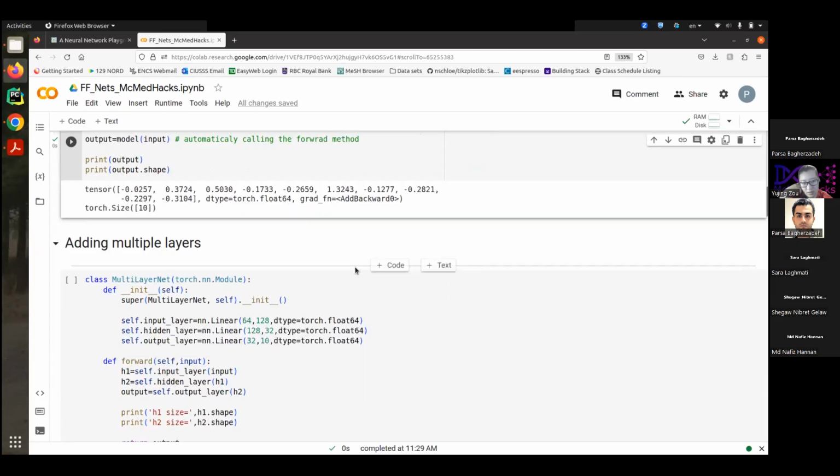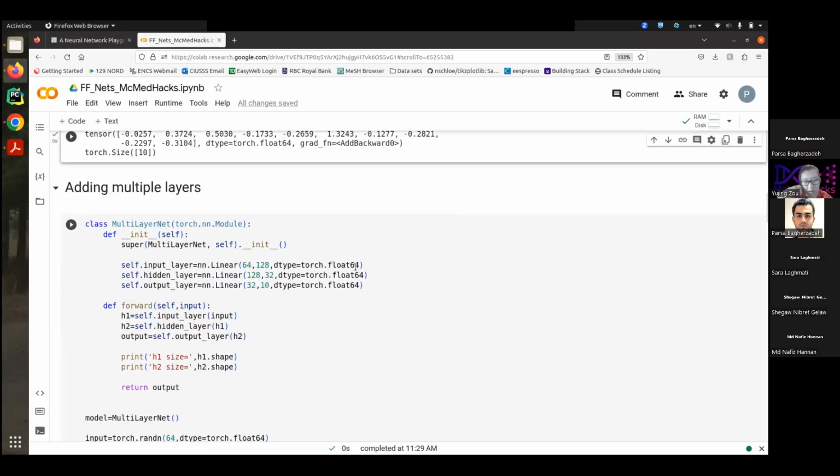Now let's add multiple layers. Let's add more layers. Adding more layers, as I mentioned before, is basically having more projections in our network.